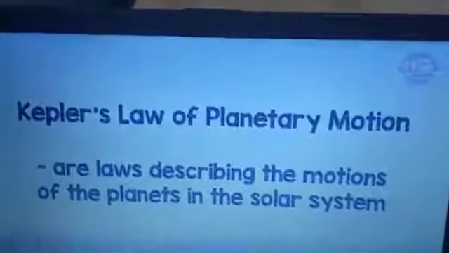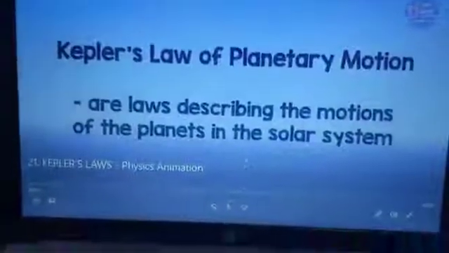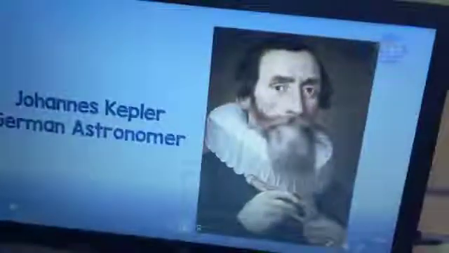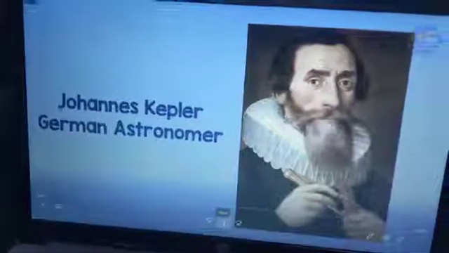Today we'll see Kepler's laws of planetary motion. There are three laws in total, formulated by Johannes Kepler. He was a German astronomer.